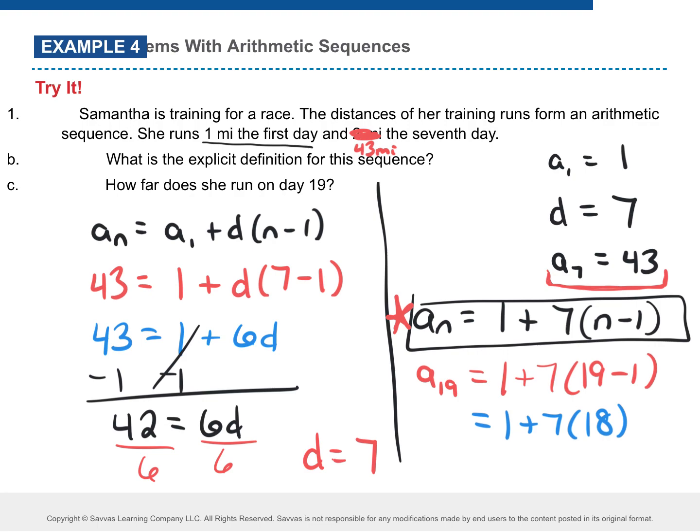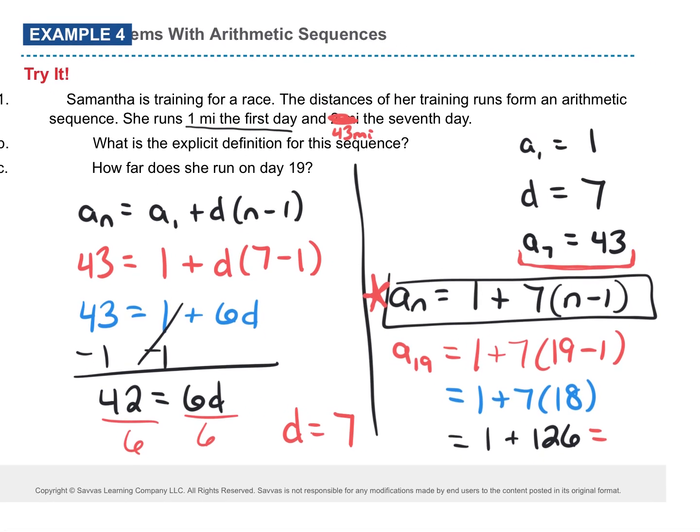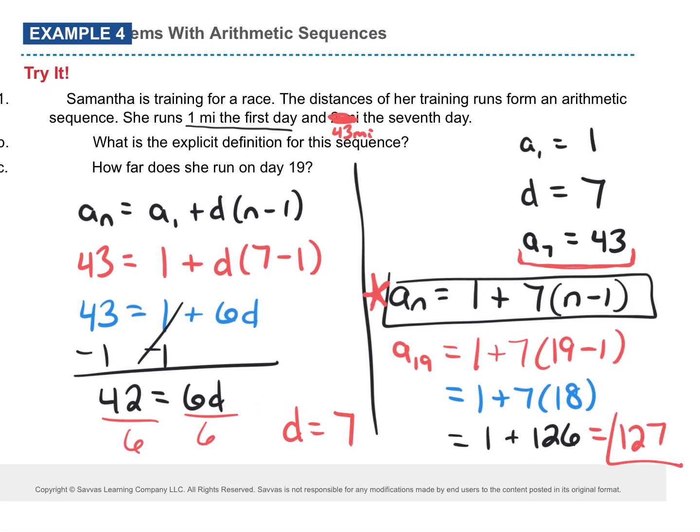So what do I need to do next? Add 1 and 7. Order of operations tells us we need to multiply first. Yep, so this is going to give us 1 plus 126. Now I can add them together to get 127. So A to the 19th is 127. Yes, part B is 127.